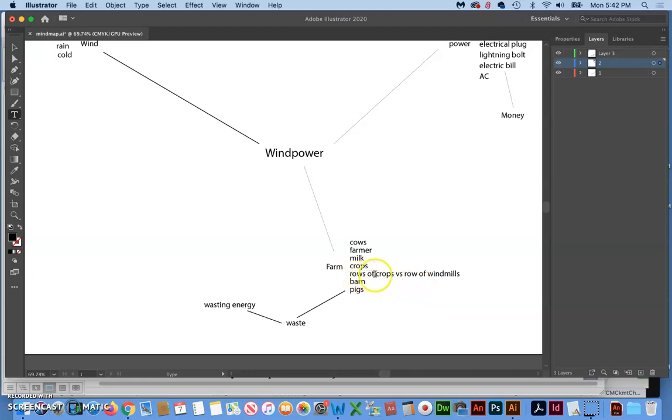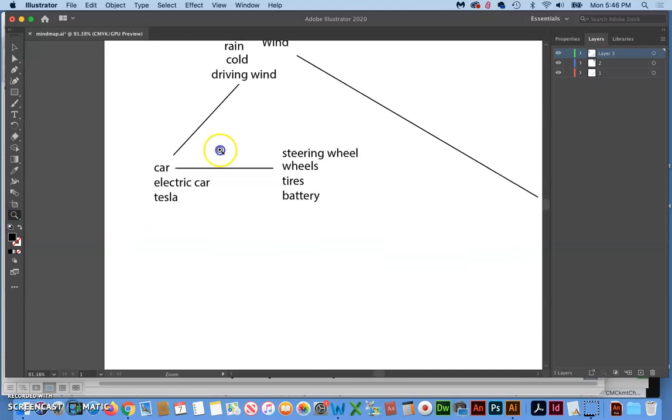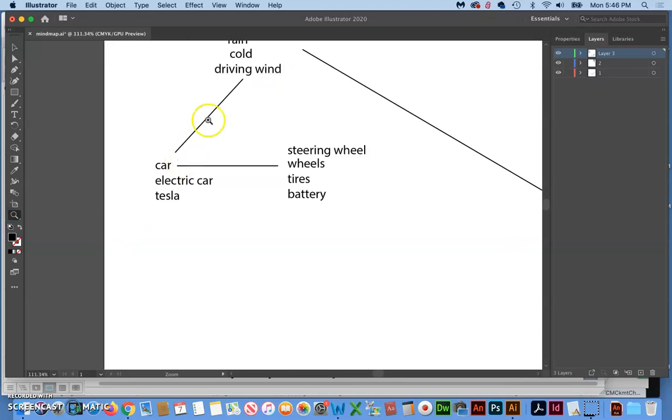Now there I'm kind of starting to go for an idea because I just thought, oh, Rosa crop, Rosa windmills, but I'm not going to slow down and think about it. It's just a possible idea, and then I went on to continue with barn, pigs, and then I had kind of another idea, like pig wasting energy, and I just thought of for wind. Wind, adding driving wind, and then driving made me think of car and related electric car, Tesla.